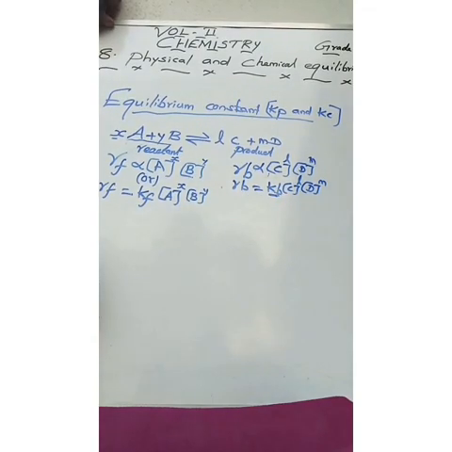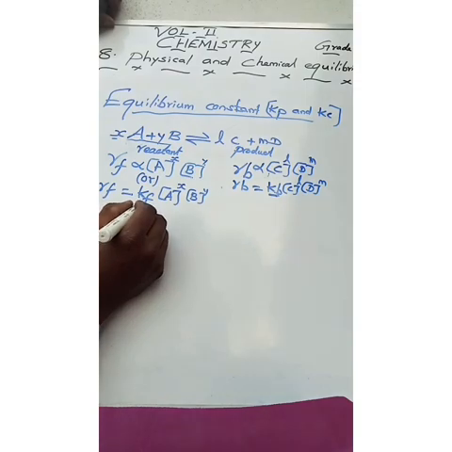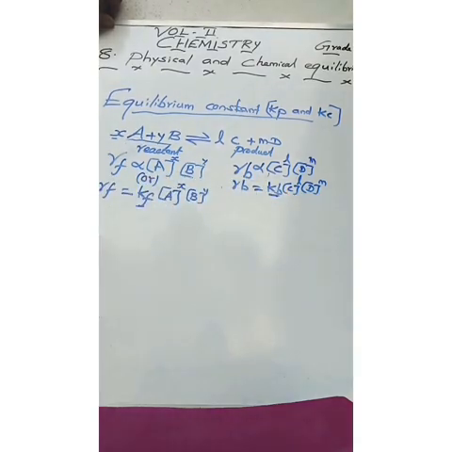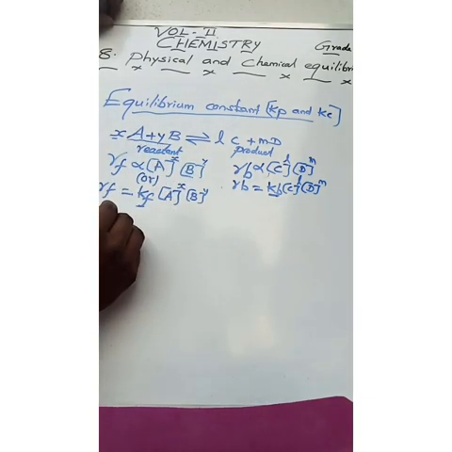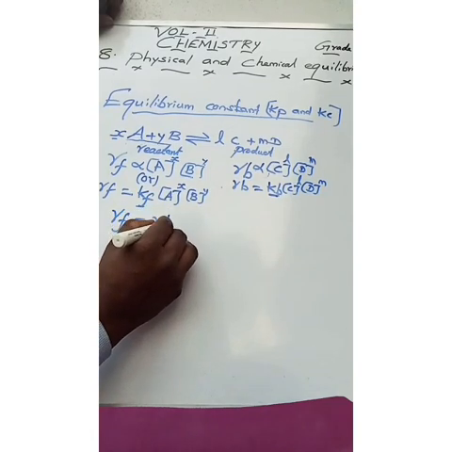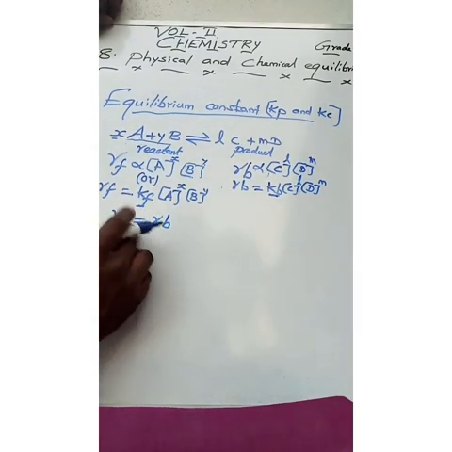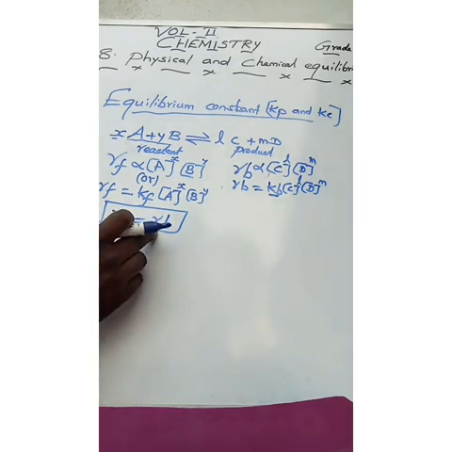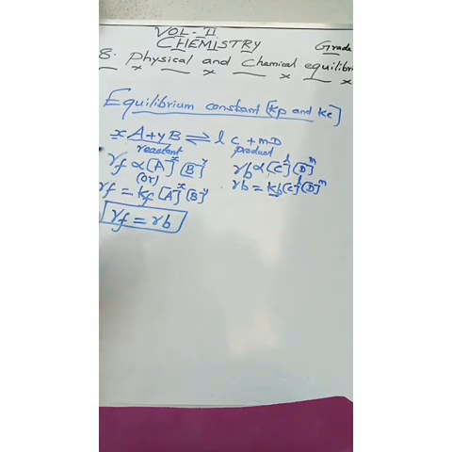Kb is called a proportionality constant. For the rate of the forward reaction, Kf is the proportionality constant. For the rate of the backward reaction, Kb is also a proportionality constant. My dear children, at equilibrium, the forward and backward reaction rates will be equal. So we write at equilibrium, Rf is equal to Rb. That is, the rate of the forward reaction will be equal to the rate of the backward reaction.